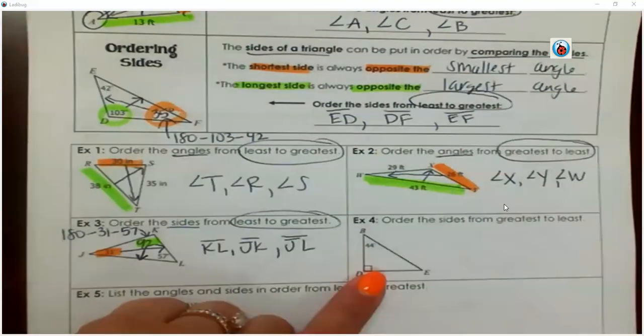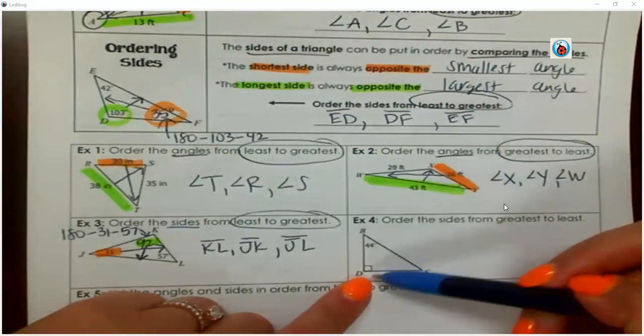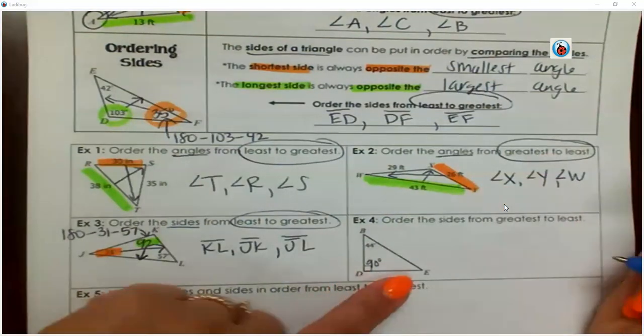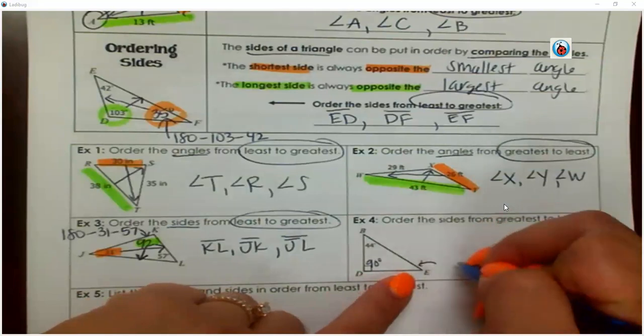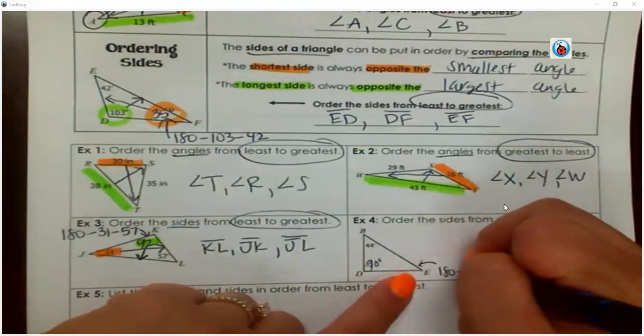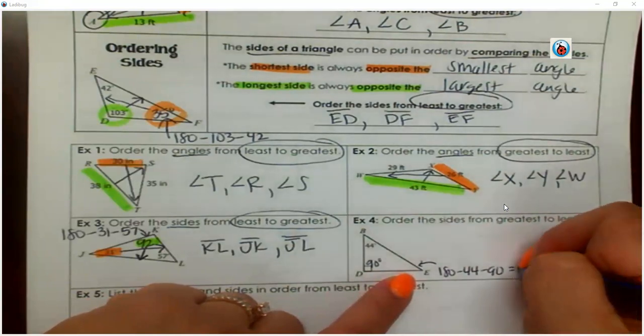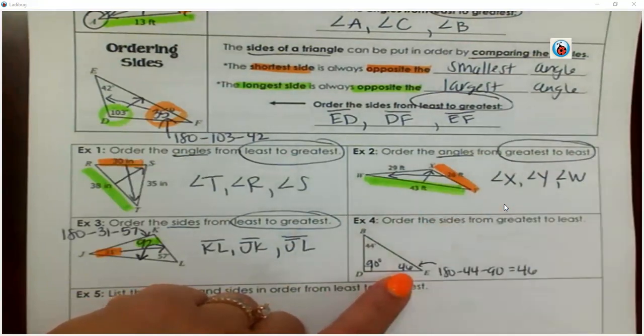So example 4, we have 44. This symbol right here tells us that this is a 90-degree angle. And so to find the angle of E, I'm going to do 180 minus 44 minus 90, which equals 46. So this angle is 46 degrees.